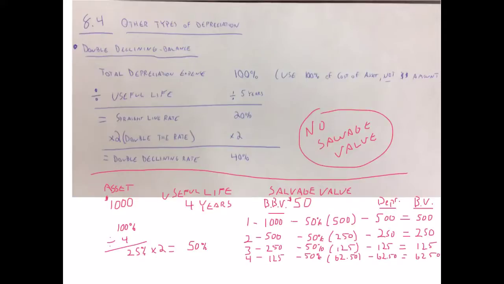Okay, 4 years of depreciation, 50% each year. We haven't gone past our salvage value, $50, so we're good to go. So that's an example of the double declining balance.